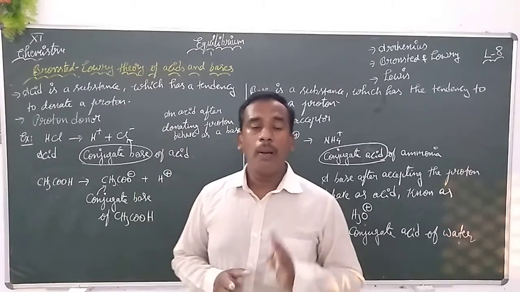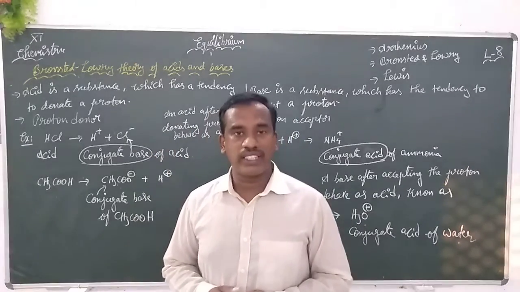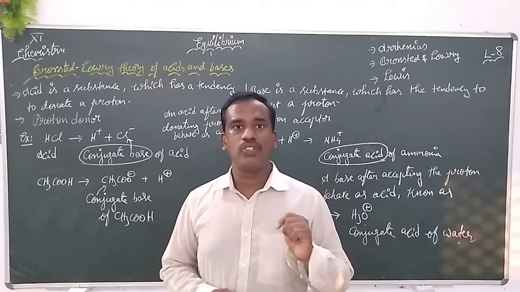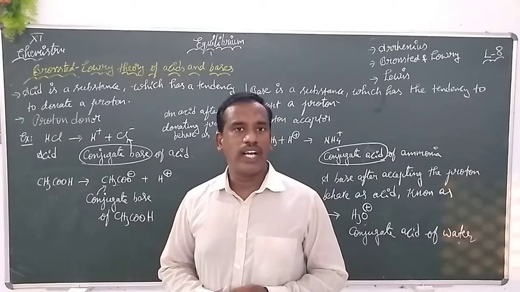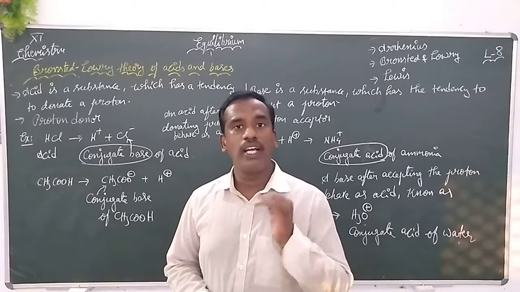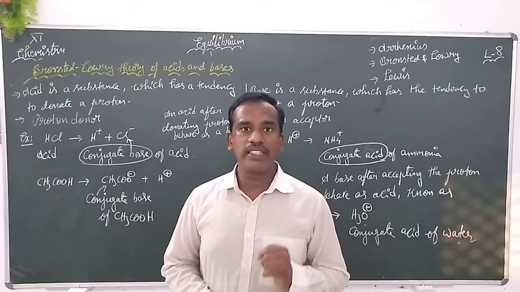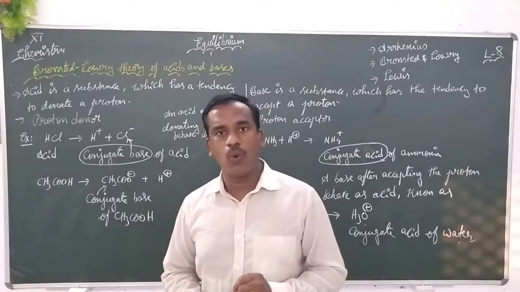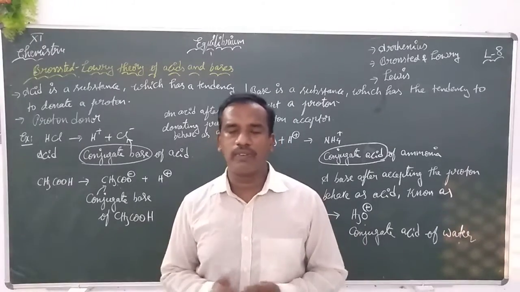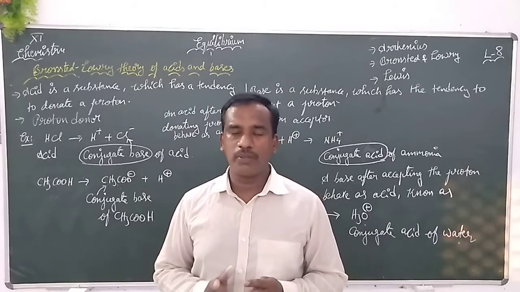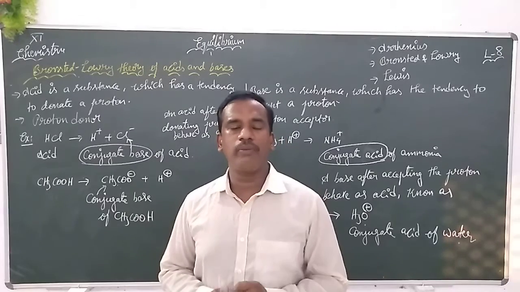But according to Bronsted and Lowry, an acid is a substance that is capable of giving H+ ions, whereas a base is a substance that is capable of accepting H+ ions. That is the only difference between the concept explained by Bronsted and Lowry. Once again, I am repeating.